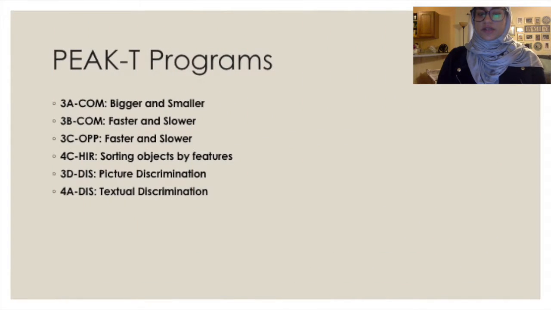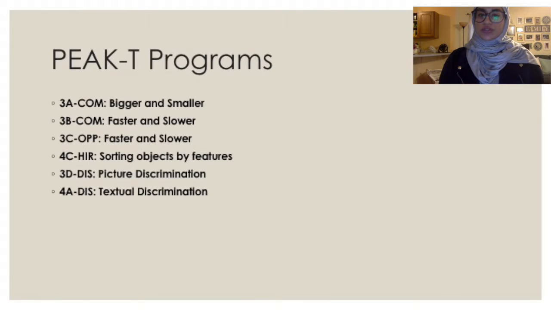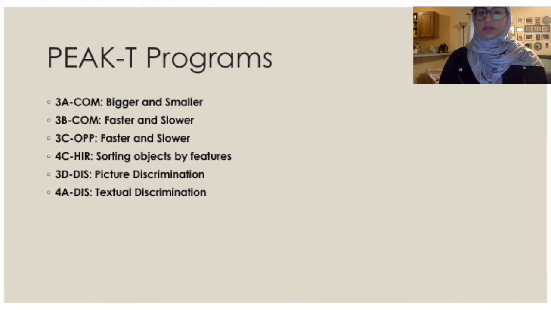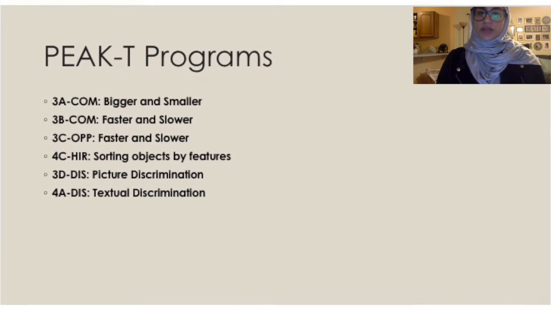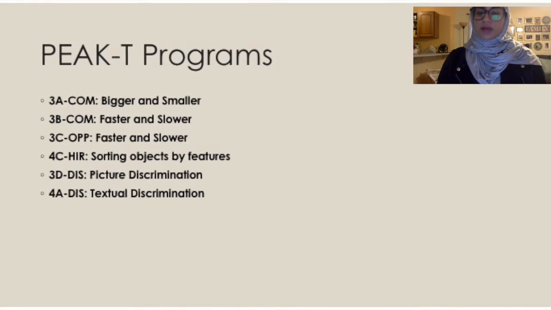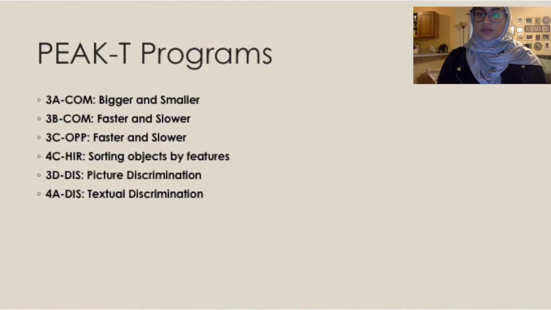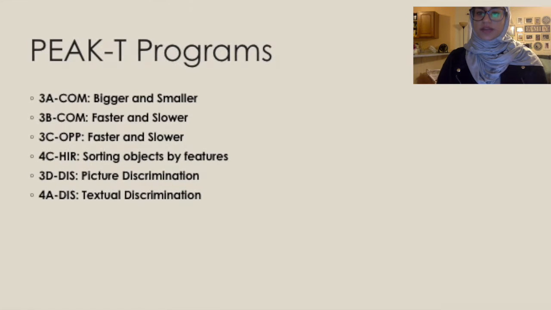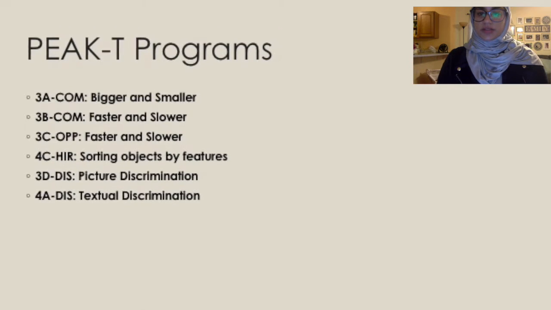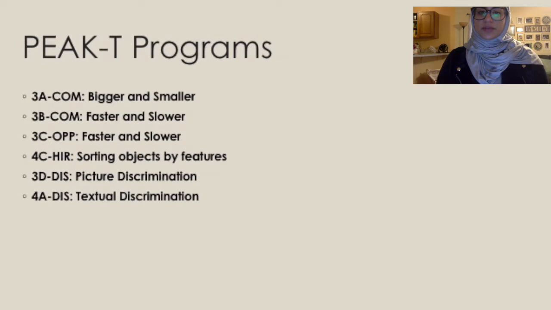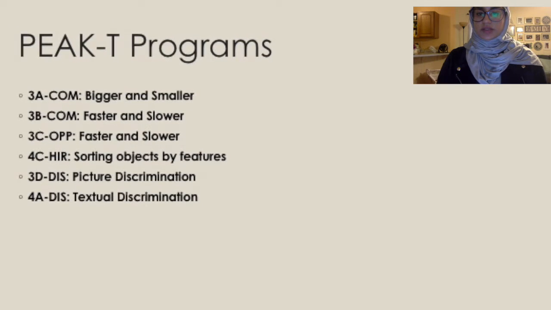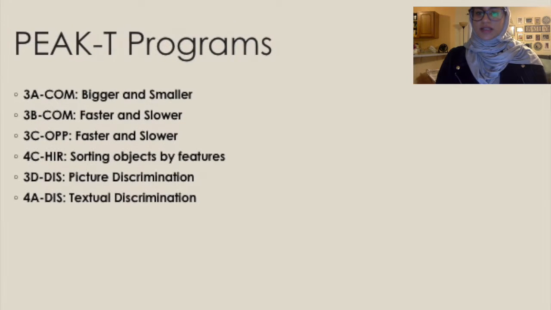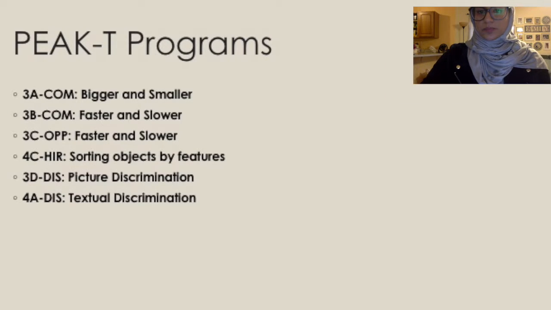The programs selected for each of the participants are as follows: for John, 3A, comparison bigger and smaller; 3B, comparison faster and slower; and 4H, hierarchical sorting objects by features. For Robbie, 3B, comparison faster and slower; 3C, opposition, faster and slower; and 3D, picture discrimination. And for Brandon, 3C, opposition, faster and slower; 3D, distinction, picture discrimination; and 4A, distinction, textual discrimination.